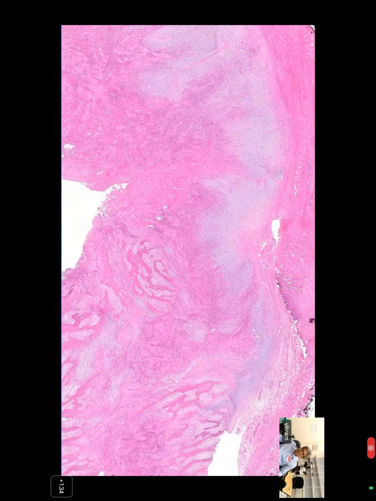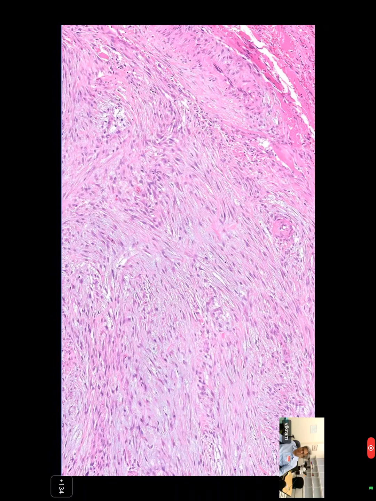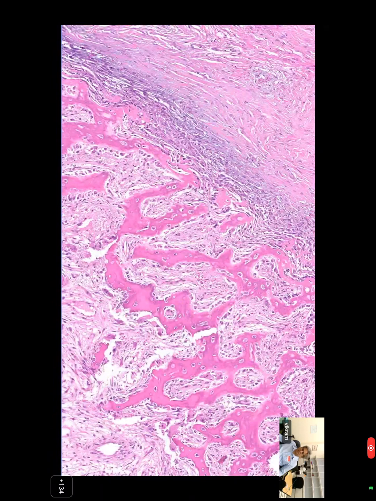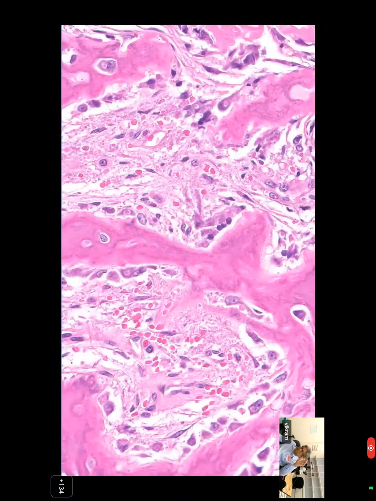And I'll show you those areas as well. So there are areas that look very much like fibrous dysplasia. This is sort of spindle cells that look like fibrous dysplasia. There's the reactive bone. That bone was mostly present in the periphery, and you can see that it is lined by this osteoblastic rimming.